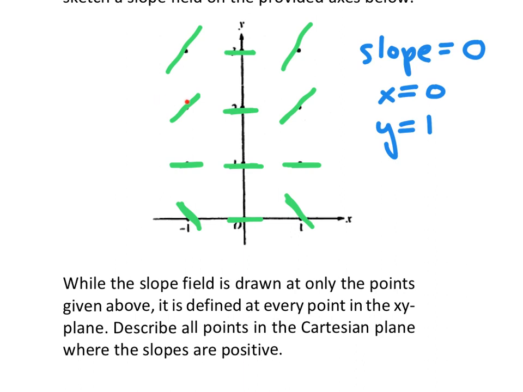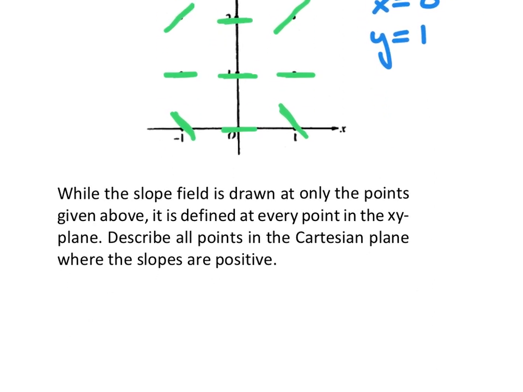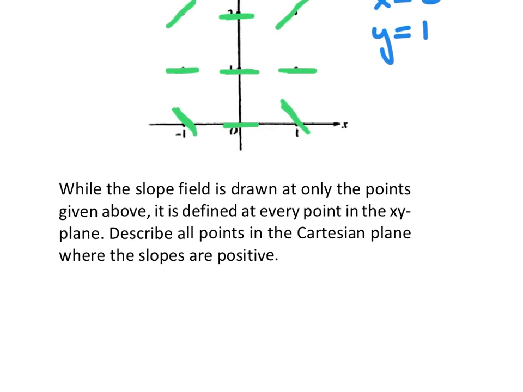Well, notice everything is above y equals 1, and it doesn't include where x is equal to 0. So that's going to be my description here. So if I move this back up, if I'm trying to describe where all the slopes are positive, based on the graph, that is where y is greater than 1 and x does not equal 0.